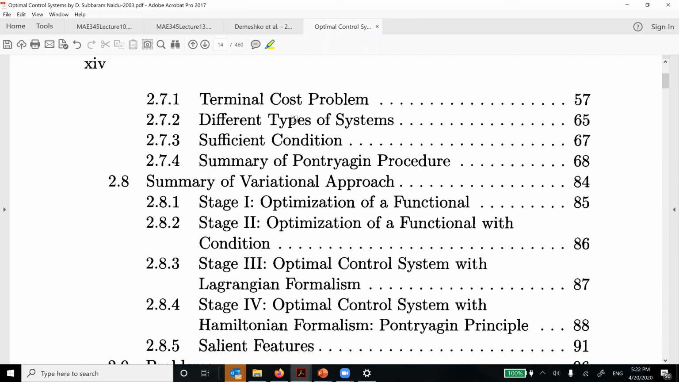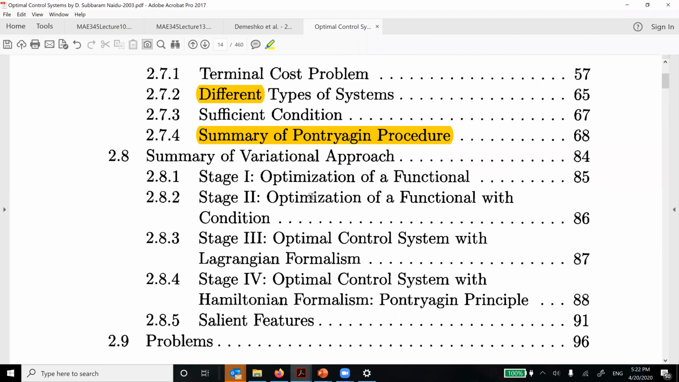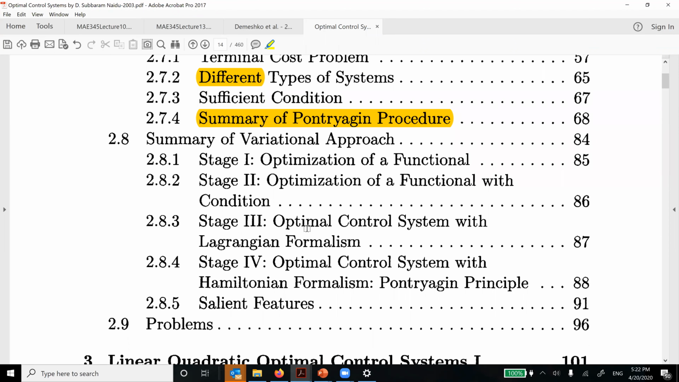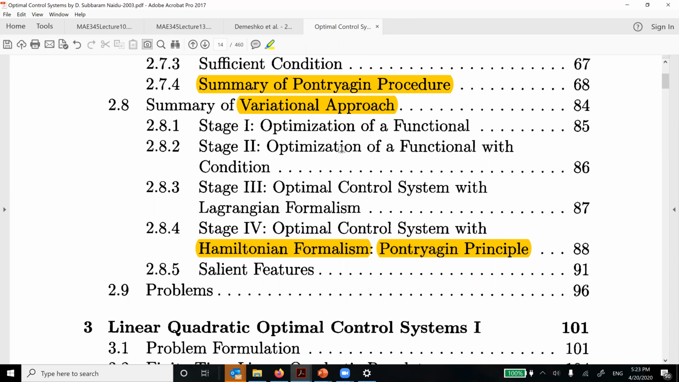Then we talk about different types of systems, and a summary of Pontryagin's procedure. We already used that procedure, but we skipped a lot of details. So you need to go step by step. Using the variational approach to solve the optimal control problem, you have four stages. We simply dive into the Hamiltonian formalism using our Pontryagin principle. That's just the summary.